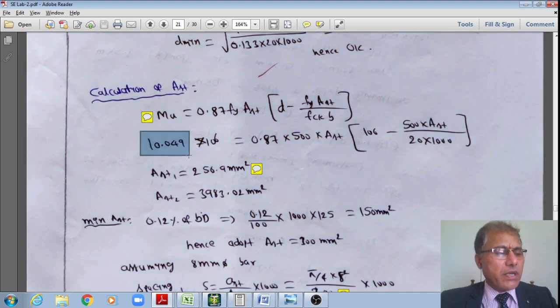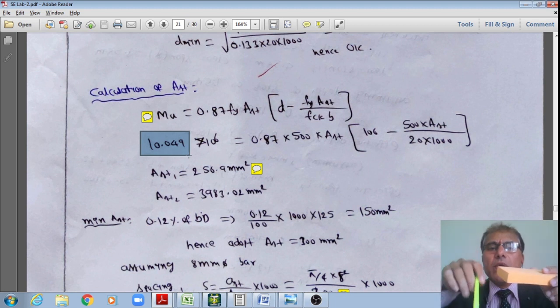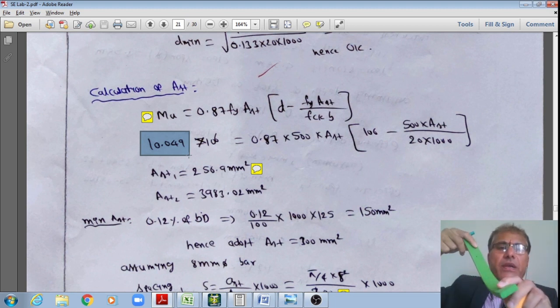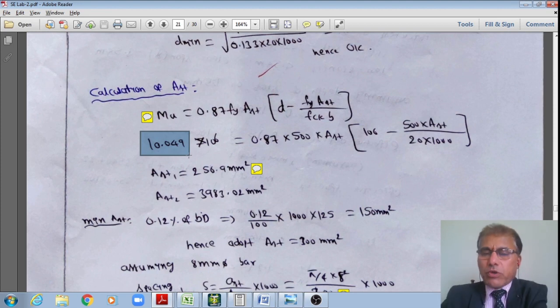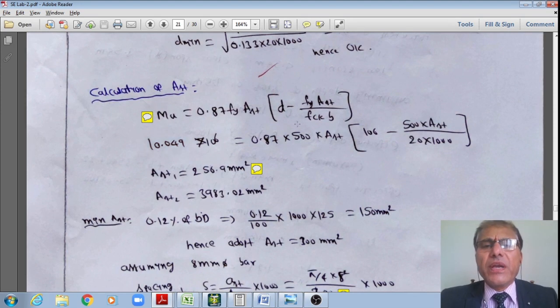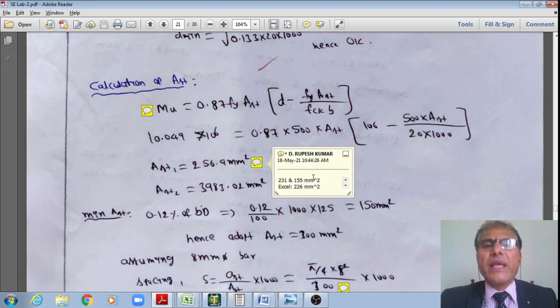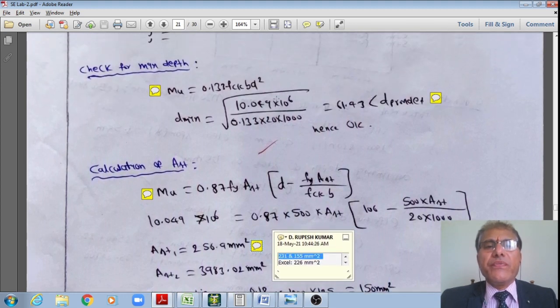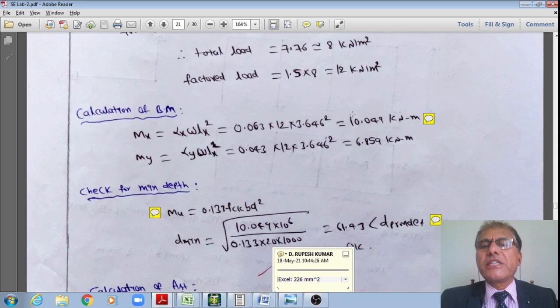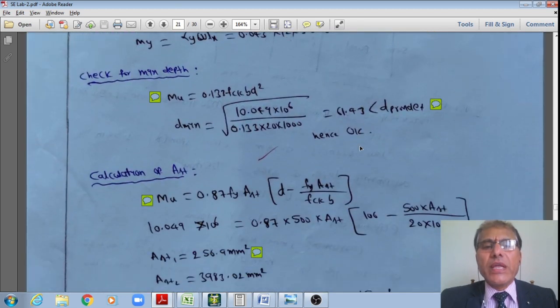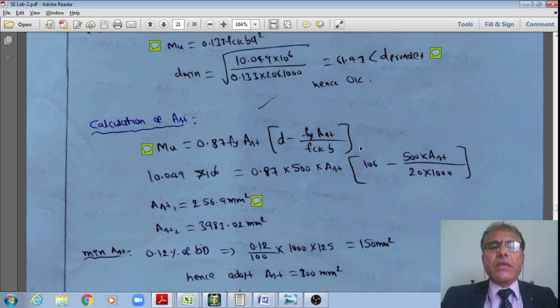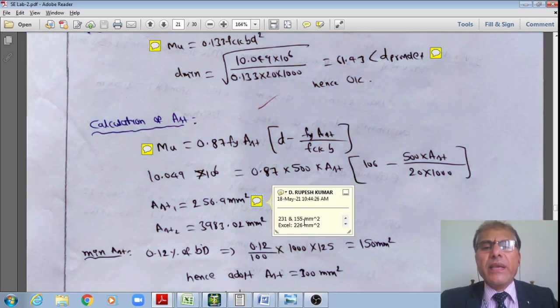Now I'm calculating first in the short span direction. First the reinforcement in the short span direction, right? Therefore, for 10.05 kilonewton meter, meaning 10⁶ Newton mm, I'll give the different inputs, student, right? What is the effective depth and others, fck 20 and b is equal to 1 meter, and so on. Then I'll get the area of the steel required in the X direction as 231 mm square. Similarly, if I substitute Mu is equal to 6.86 kilonewton meter in the long span direction, then I'll get correspondingly the area required, which is equal to 155 mm square.